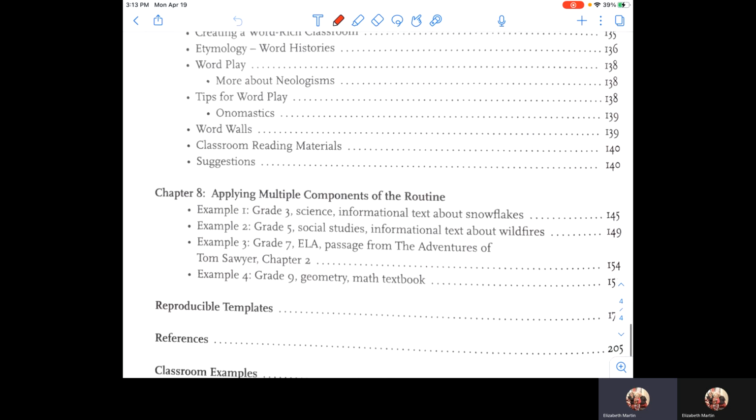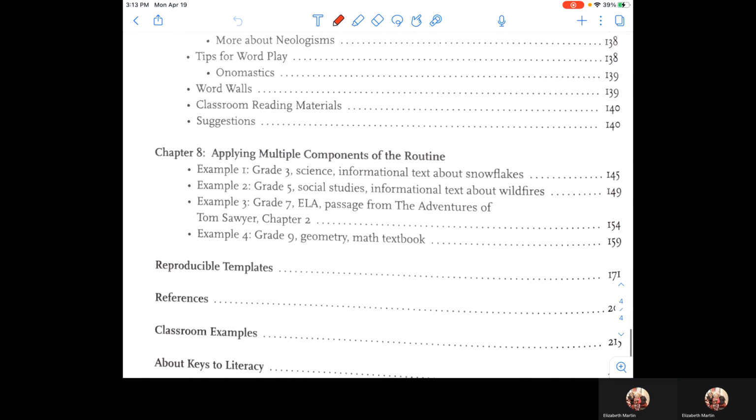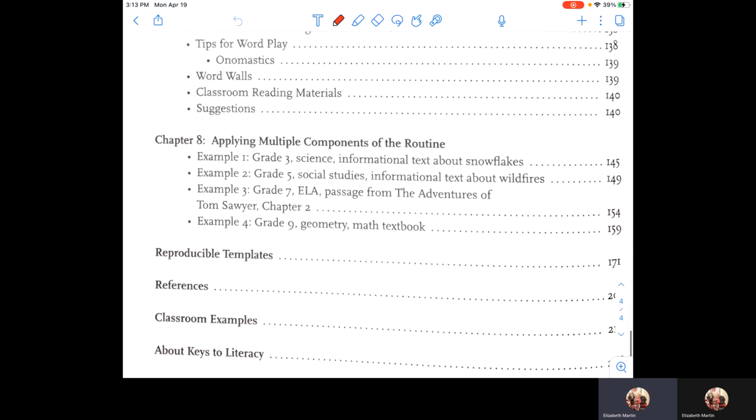Chapter 8 is examples of multi-components of this routine being put together. Each example gave a very good outline and overview of how it could be used in the different sections for science, social studies, ELA, and math.